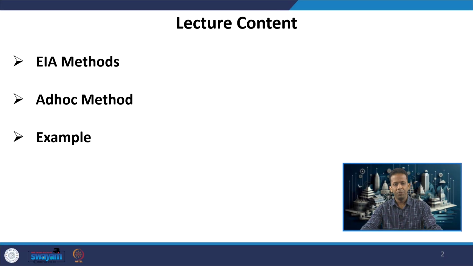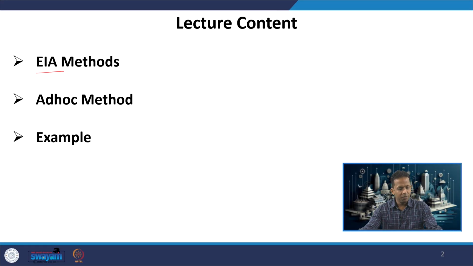Welcome all of you. Continuing with the environmental impact assessment part. Earlier we had studied what is EIA, what are the components of EIA, what are different notifications associated with EIA, and now we will be starting with EIA methods. There are different types of methods that are used for conducting EIA of different projects. These are mostly new projects, or it can be for some extension or modification of existing projects also.